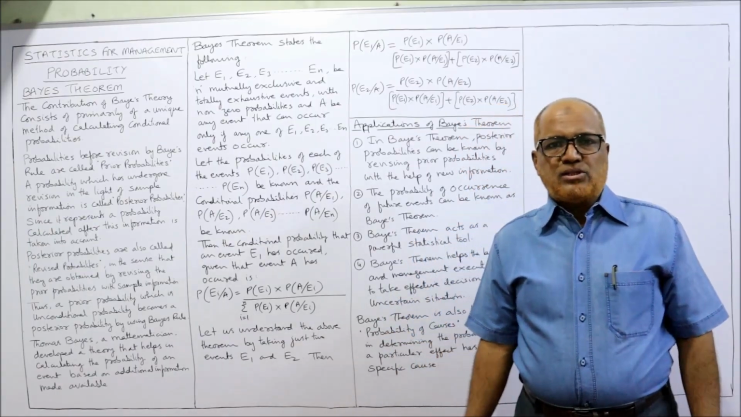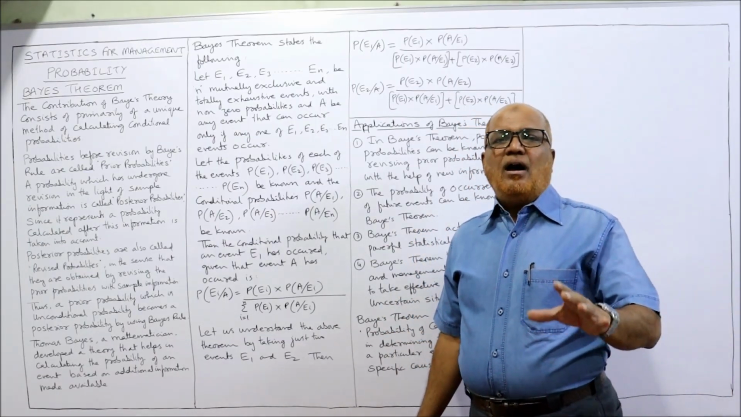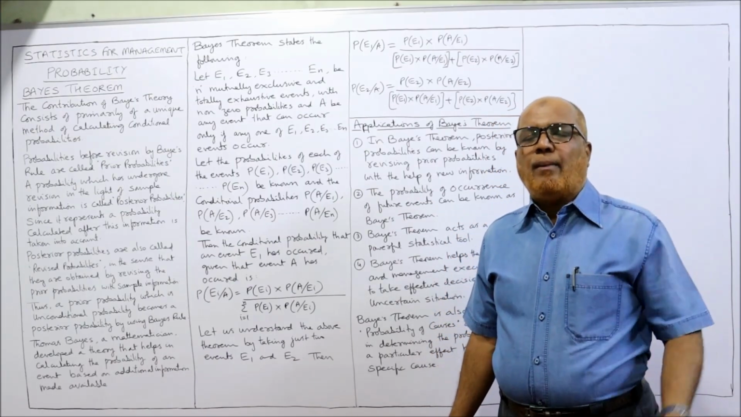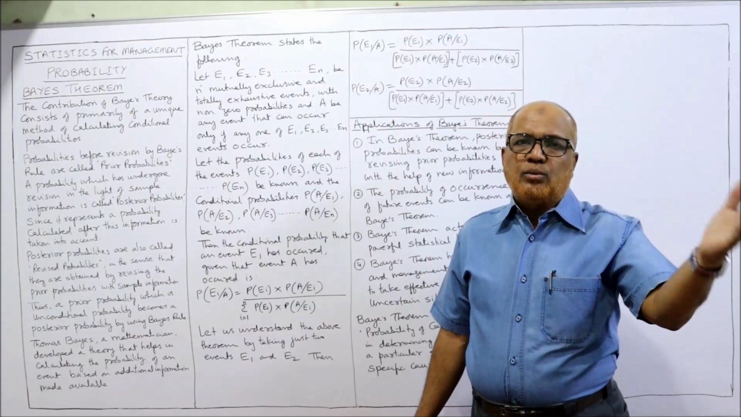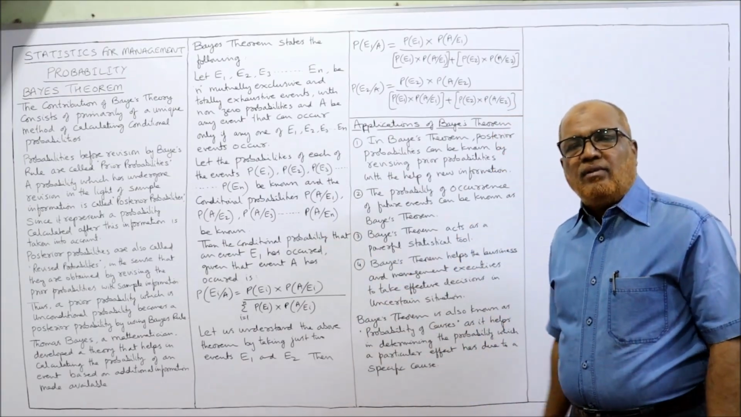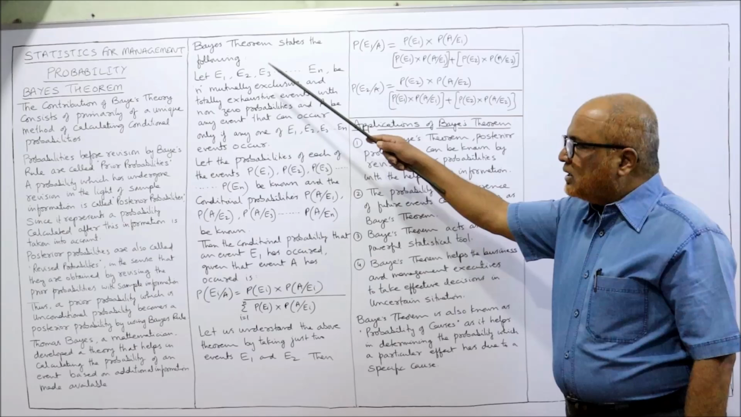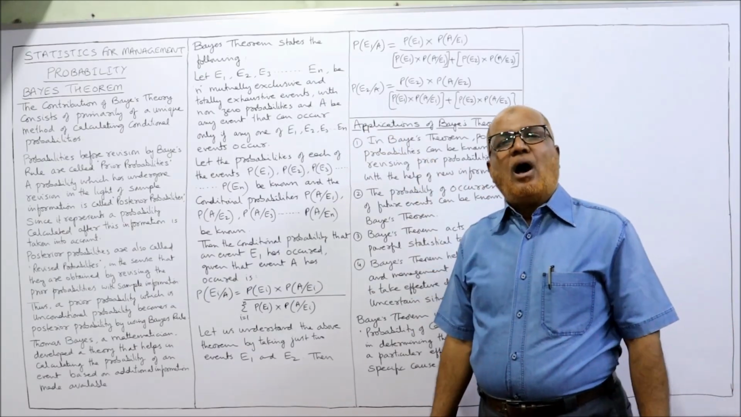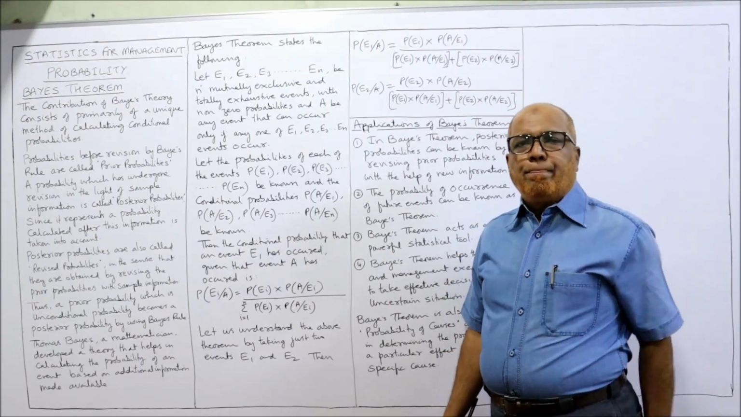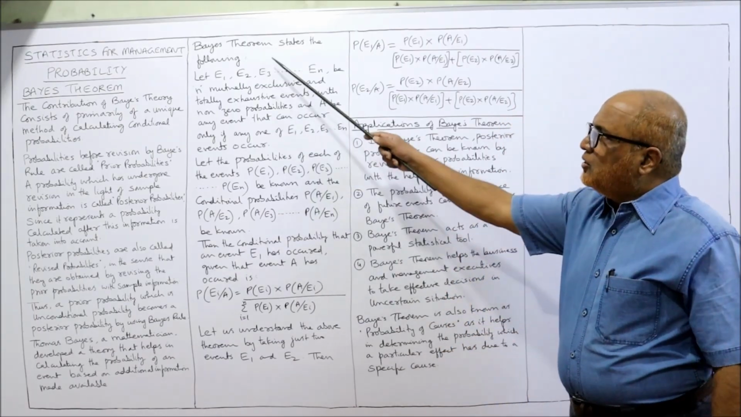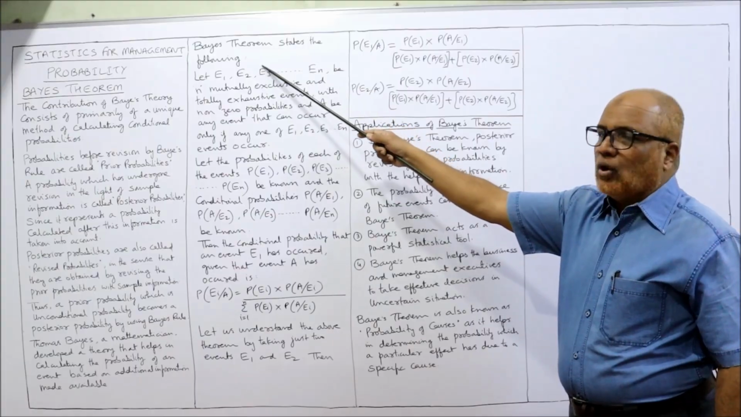That is Bayes' theorem. Now, specifically, how Bayes' theorem will be applied, how we can convert the prior probability into posterior probability. Here I have given one example. By using this example, we can understand how to convert the prior probability into posterior probability. Thomas Bayes' theorem states the following.